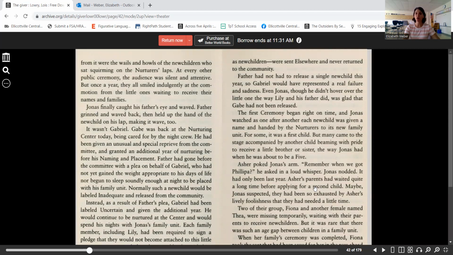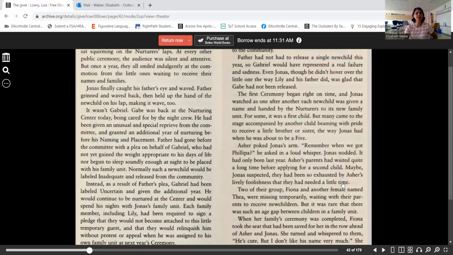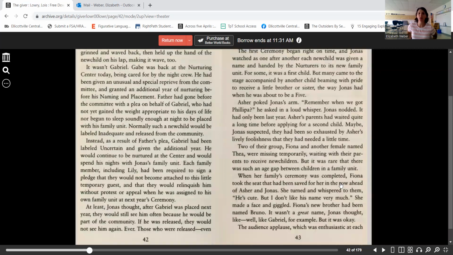He had been given an unusual and special reprieve from the committee and granted an additional year of nurturing before his naming and placement. Father had gone before the committee with a plea on behalf of Gabriel, who had not yet gained the weight appropriate to his days of life, nor begun to sleep soundly enough at night to be placed with his family unit. Normally, such a new child would be labeled inadequate and released from the community. Instead, as a result of Father's plea, Gabriel had been labeled uncertain and given the additional year. He would continue to be nurtured at the center and would spend his nights with Jonas's family unit.